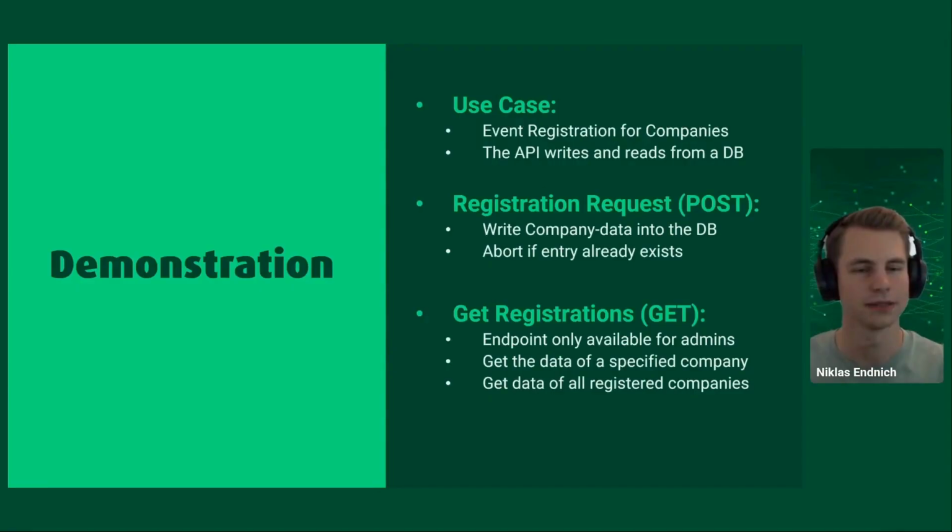And as you can see, I want to have two different requests right here. I have a post, which will just register the company with some company data, and it will also abort the request if an entry already exists in the database.